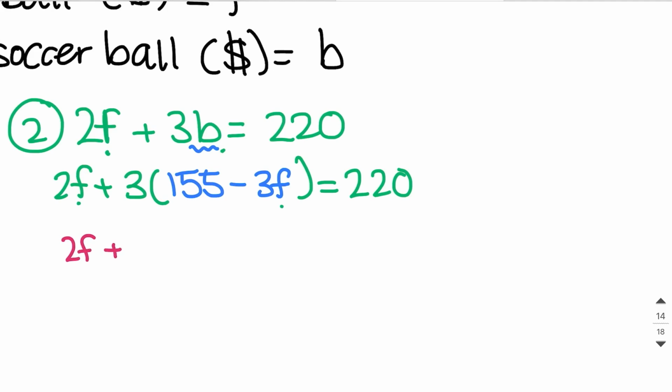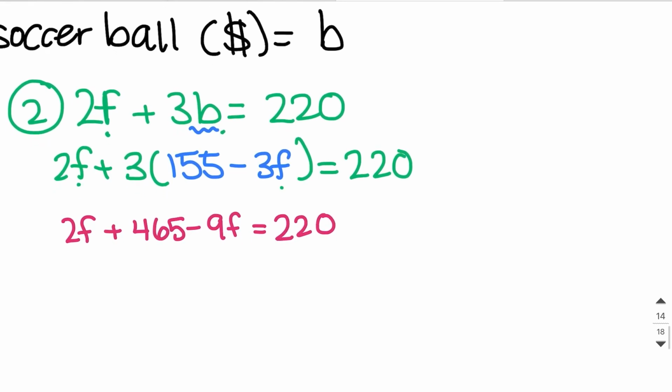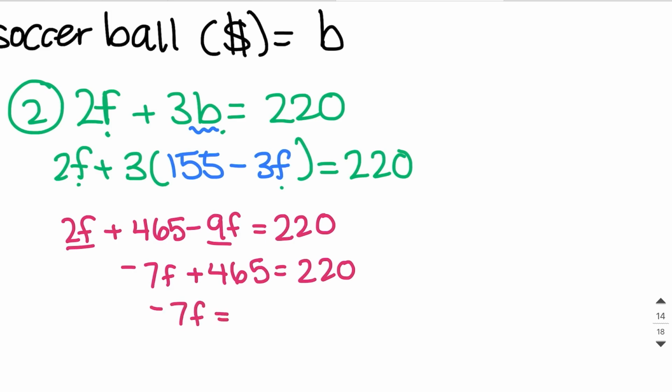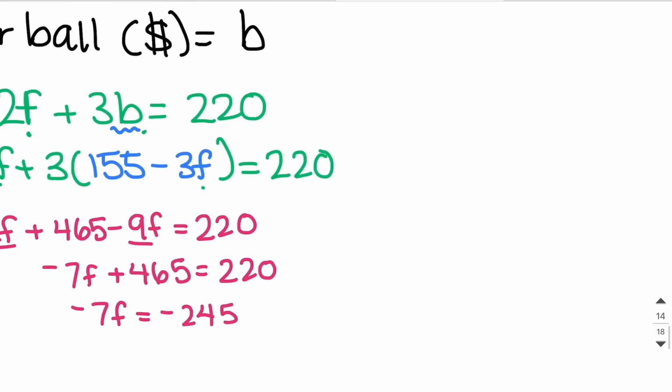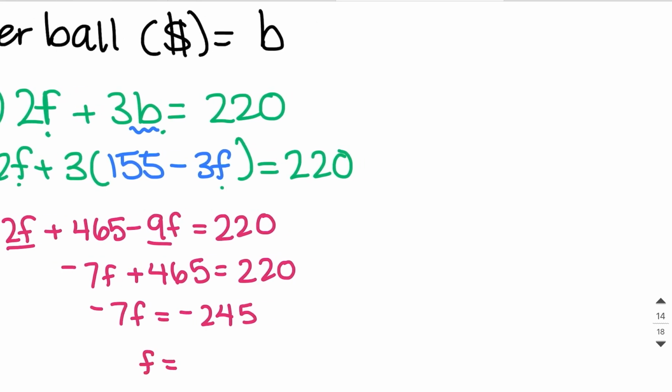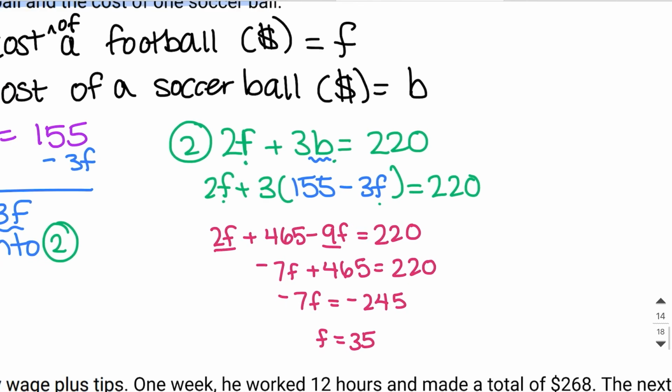So I'm going to copy down the 2f, distribute the 3 to 155. 3 times 155 is 465 minus 9f equals 220. Collect like terms, you get negative 7f plus 465 equals 220. Subtract the 465 from both sides, you end up getting negative 245. Divide both sides by negative 7. Take a moment to figure out what you get. You should get f equals 35.